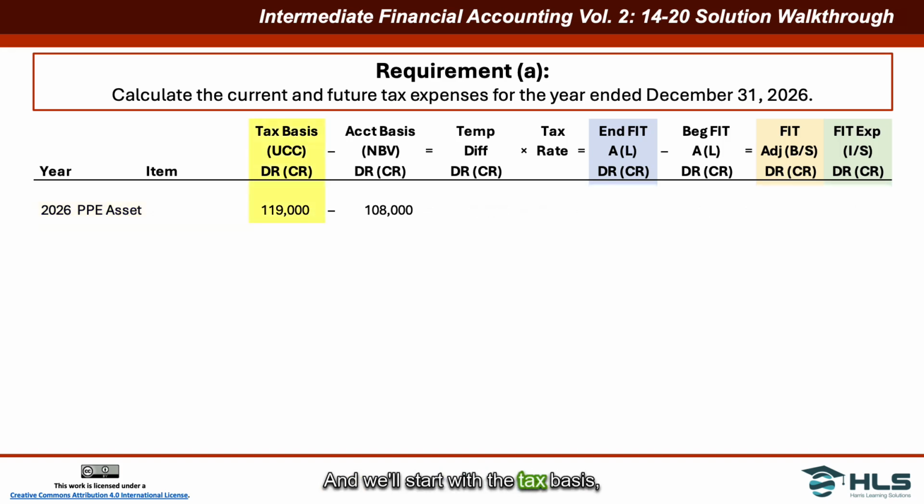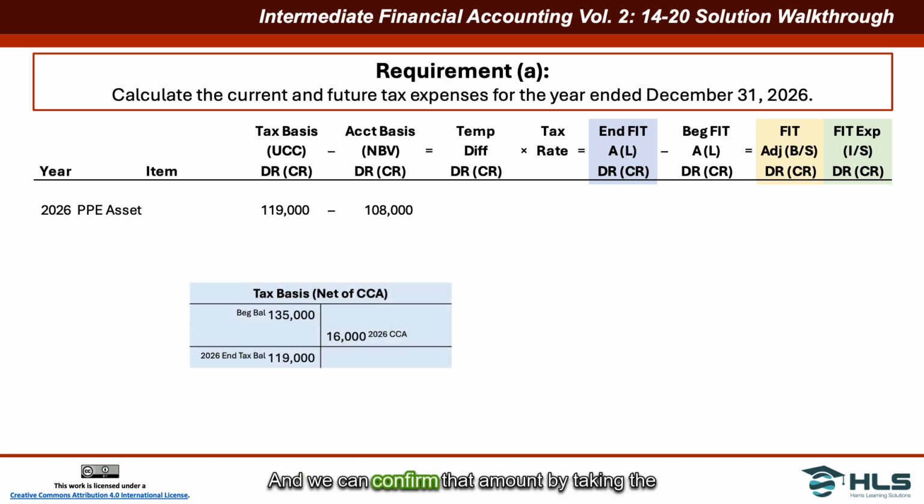And we'll start with the tax basis, or undepreciated capital cost. This is the current carrying value of the property, plant, and equipment maintained for tax purposes. The ending balance for the year 2026 is $119,000. And we can confirm that amount by taking the information provided, where we have the beginning balance of $135,000. And then we know that the company claimed $16,000 in capital cost allowance. Therefore, $135,000 minus 16 is an ending balance of $119,000.